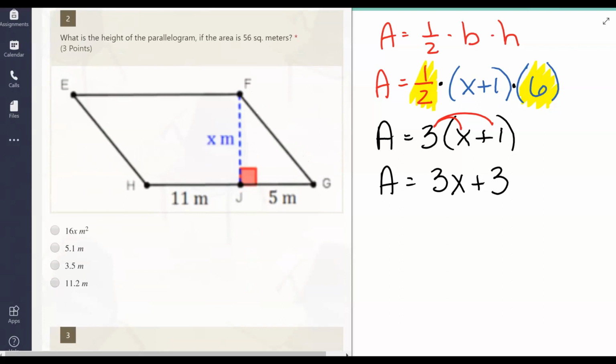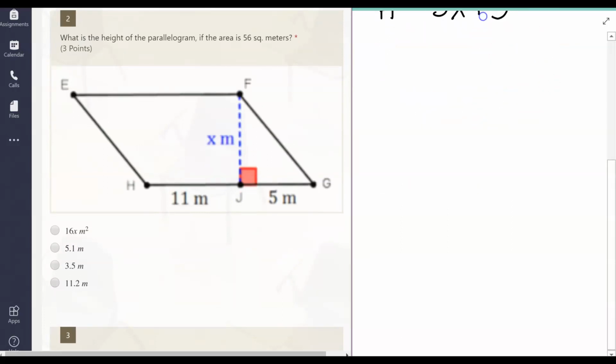Next question, number 2. What is the height of a parallelogram, if the area is 56? If I'm talking about a parallelogram and I'm dealing with the area, I know I want base times height. In this particular question, I know the area is 56, so I'll substitute that in. They want me to find the height, so I know that that's my x.